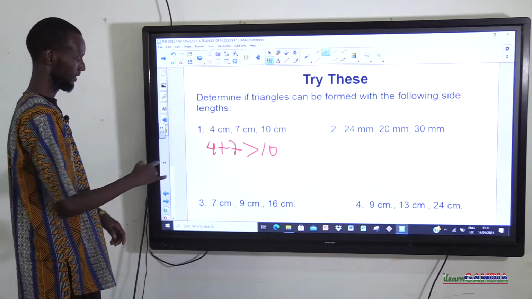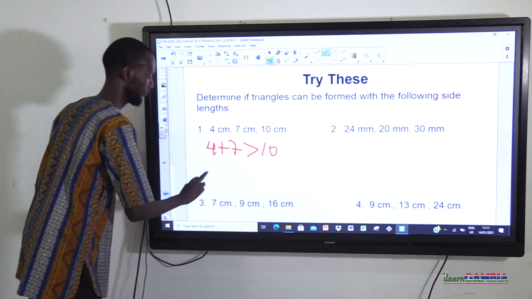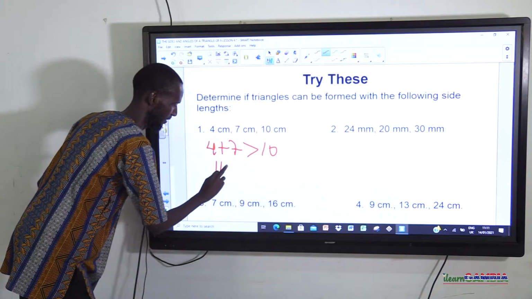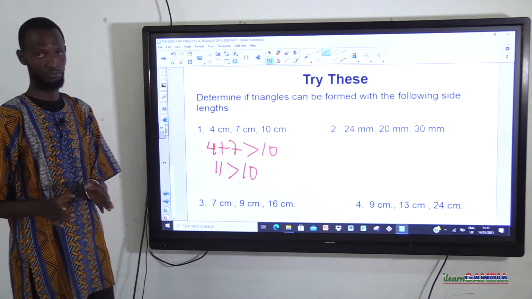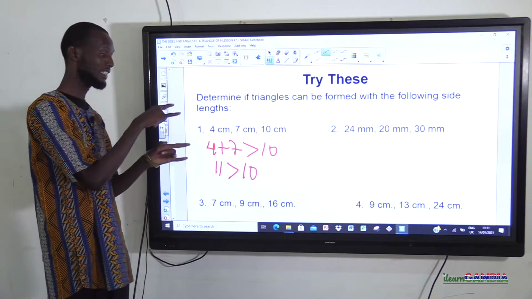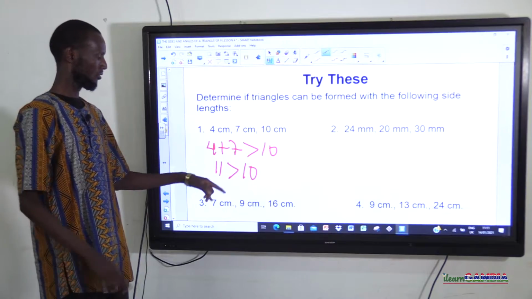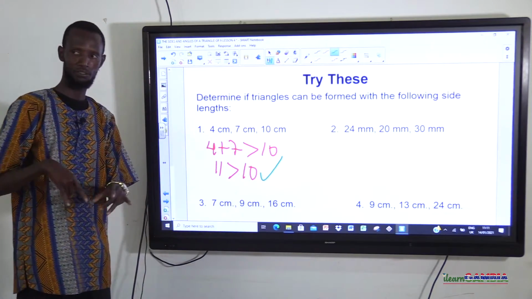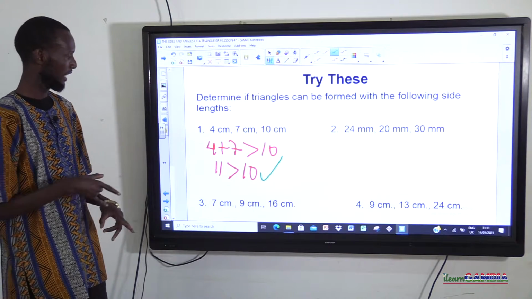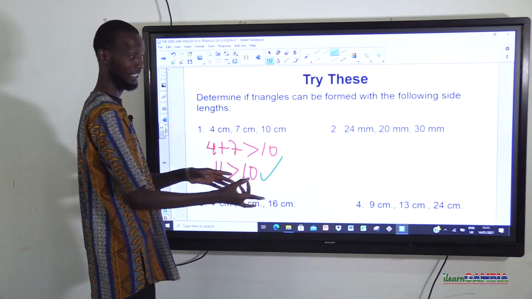If you add this up, 4 plus 7 is going to give us 11. Is 11 greater than 10? That is true. 11 is definitely greater than 10. So this one works. Correct. But we have to try all 3. Okay? Now we have used 4 and 7, and it works.